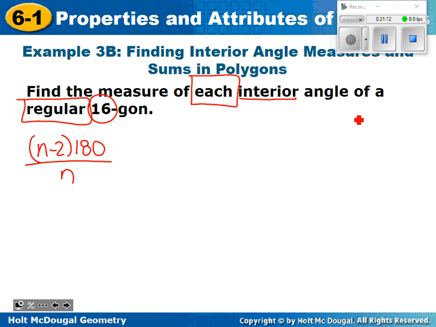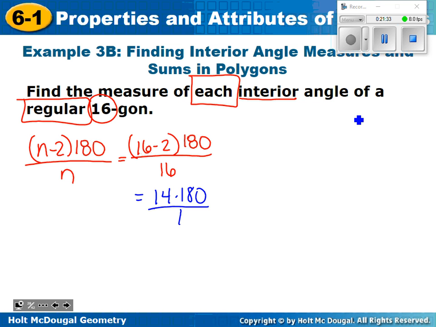So what's going in for n? 16 minus 2 times 180 divided by 16. Be careful that you don't do 16 minus 2 is 14 in your head and then divide by 14. I've seen that a few times. Make sure that you're putting 16 in those places. All right, so now we have 14 times 180 over 16. Are you guys ready to get a calculator yet? Okay, so that's the top number, right? And then we need to divide by 16.